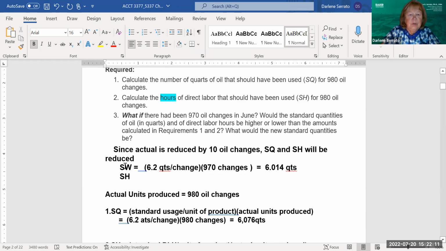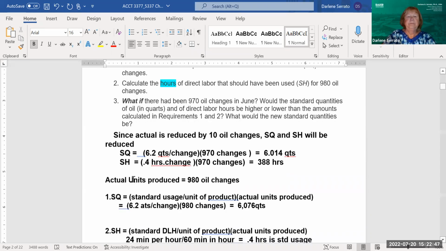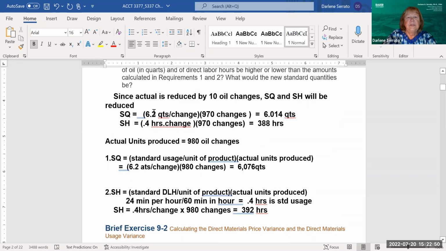SH is going to be 0.4 hours per change times 970 changes. That's going to equal 388 hours. Okay, so this is part 3.